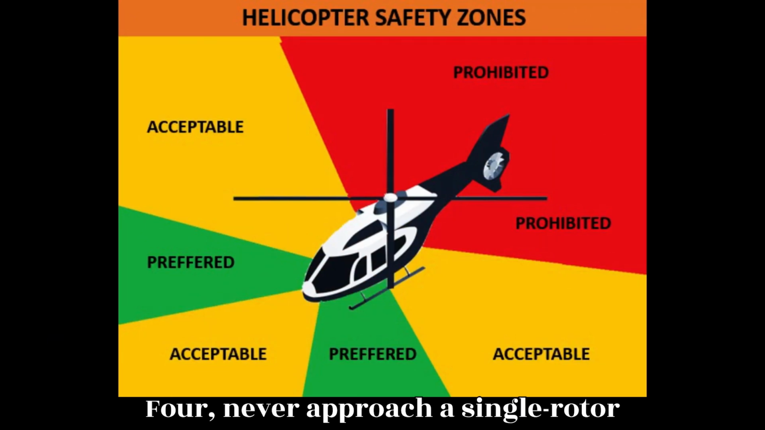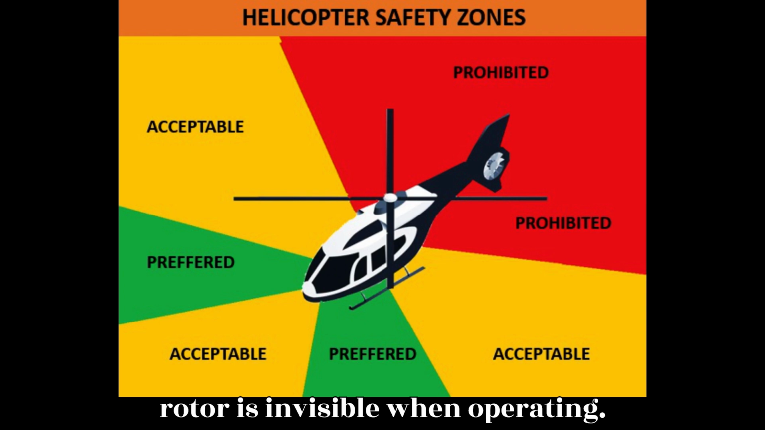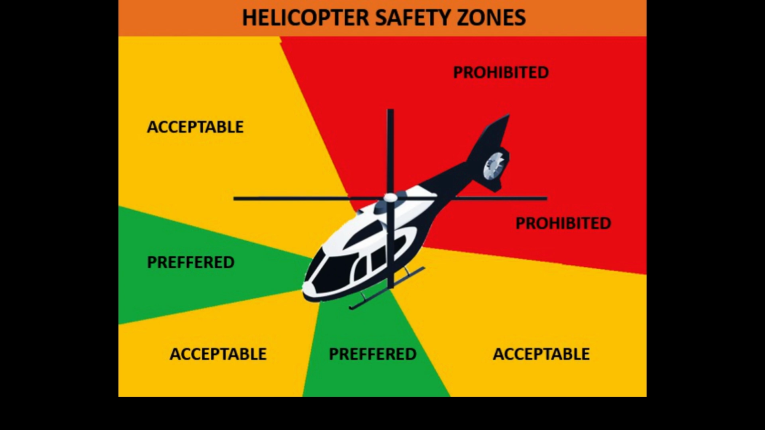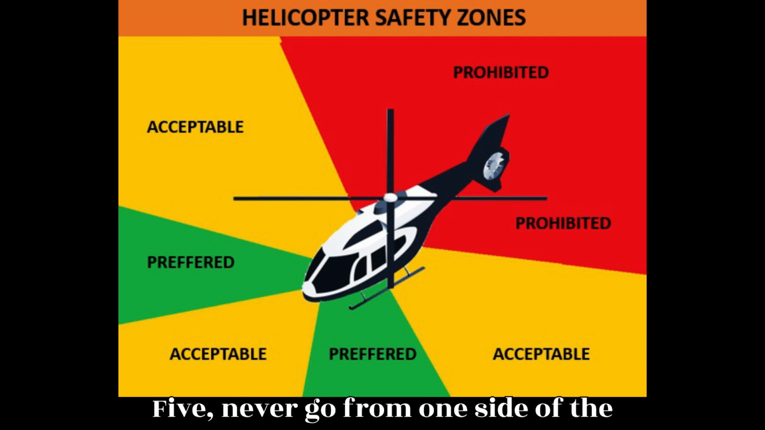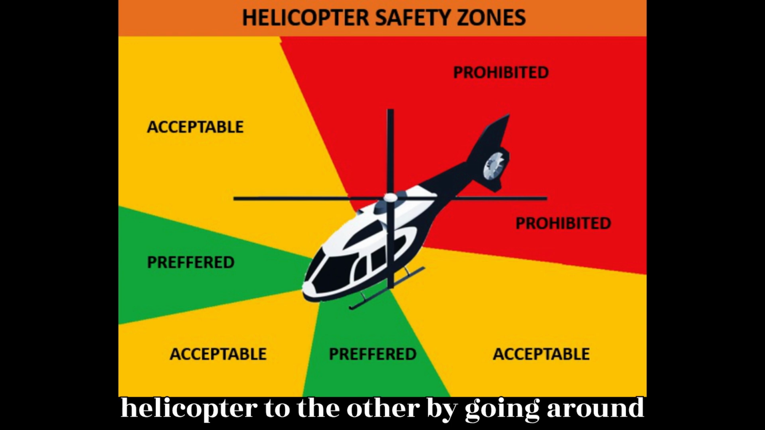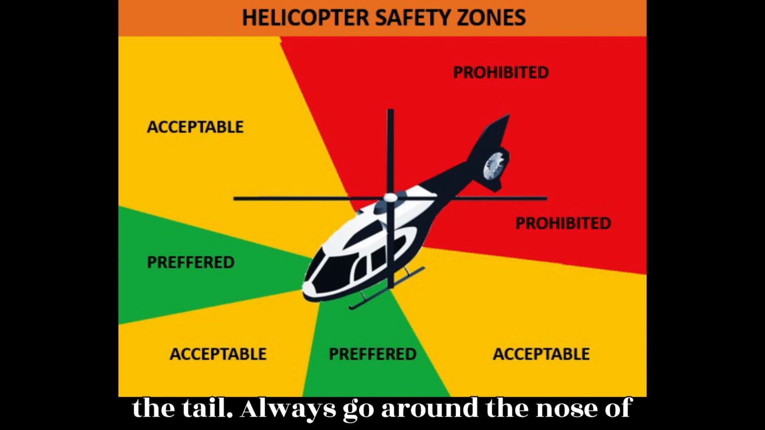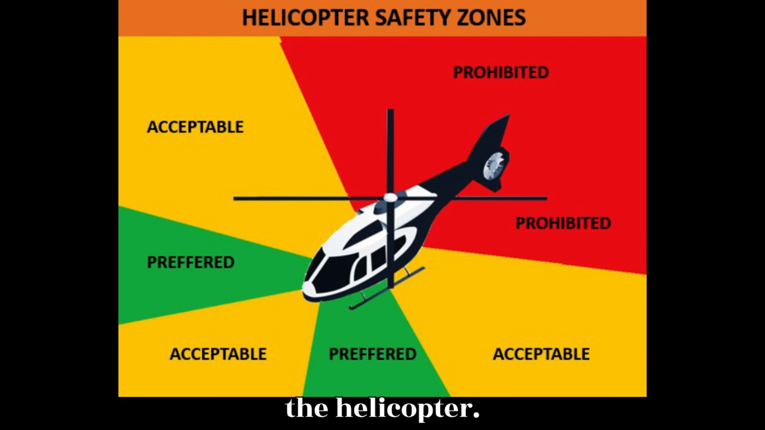4. Never approach a single rotor helicopter from the rear. The tail rotor is invisible when operating. 5. Never go from one side of the helicopter to the other by going around the tail. Always go around the nose of the helicopter.